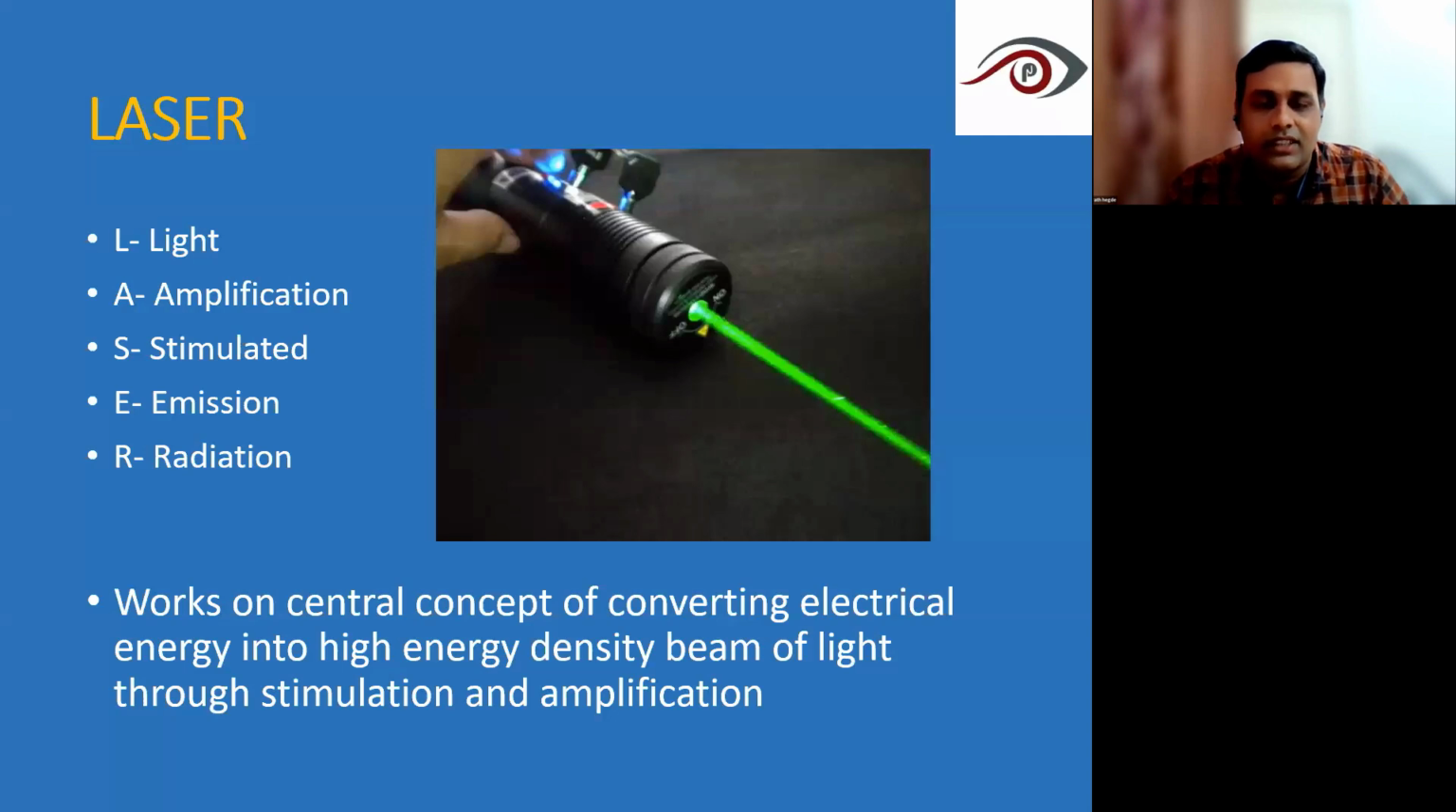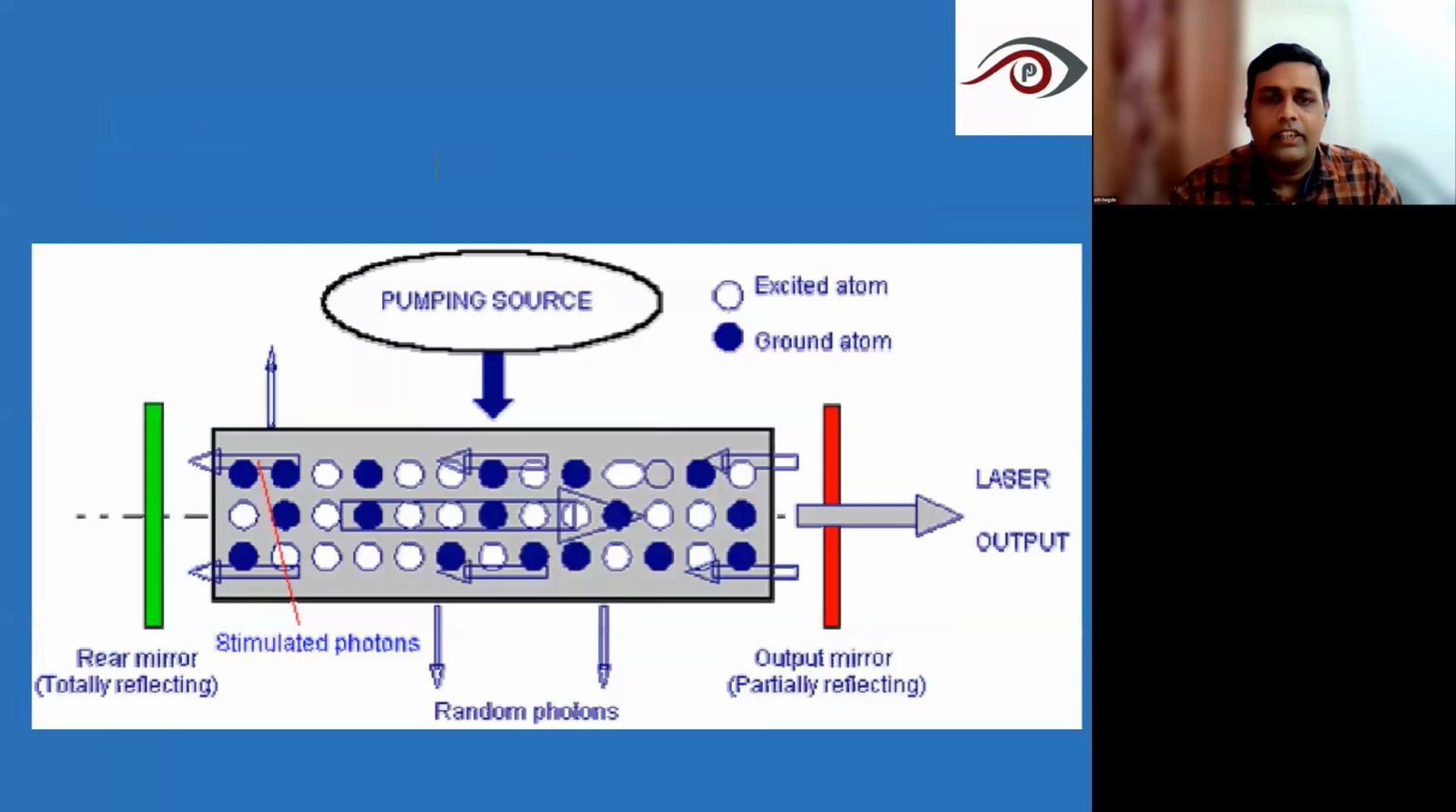Now coming to the laser. Laser is an acronym for light amplification by stimulated emission of radiation. It works on the central concept of converting electrical energy into a high energy density beam through the stimulation and amplification of light. Here you can see in this image, the pumping source comes into a cavity, and there the atoms get excited and don't go back. The multiple repetition of these excited atoms will excite the other atoms, and when you leave through the small opening, it will give a laser output.